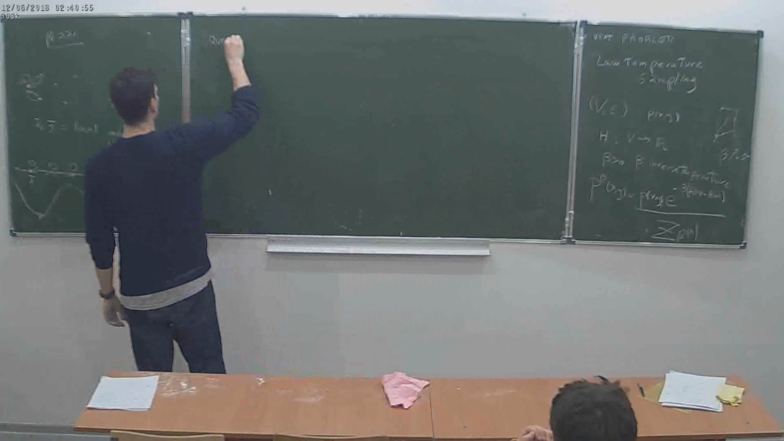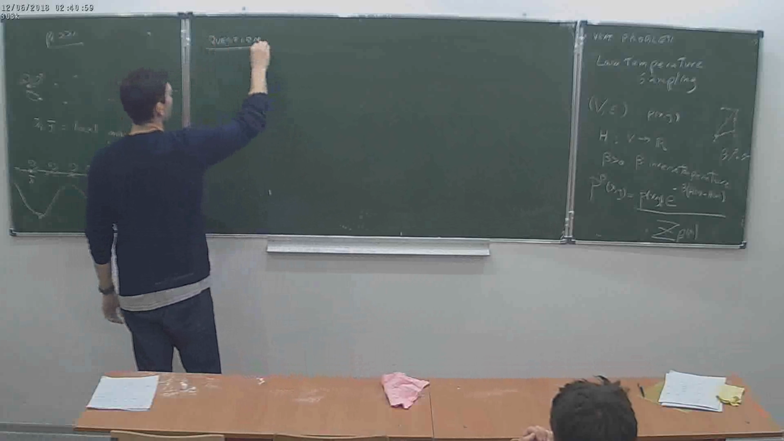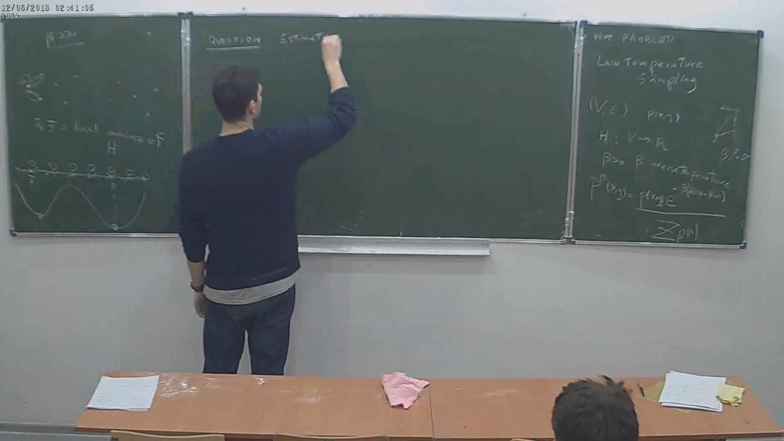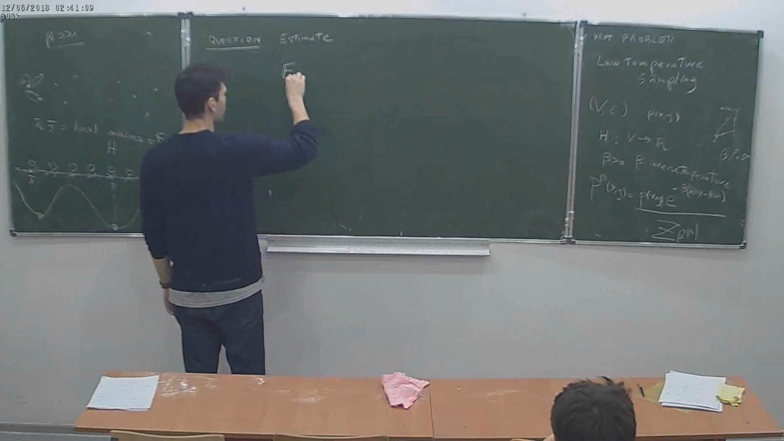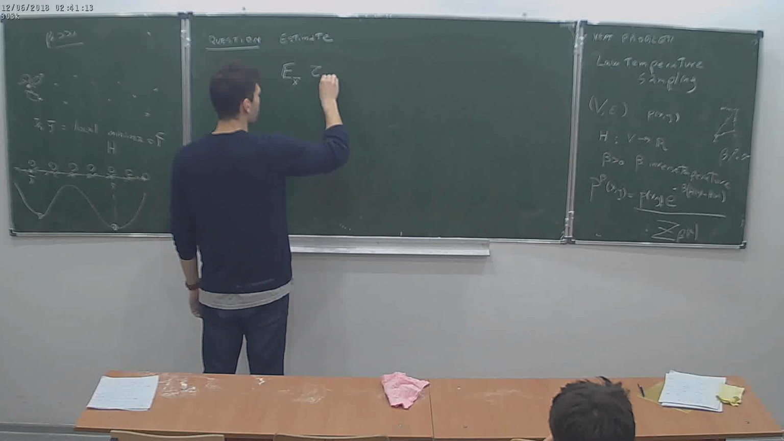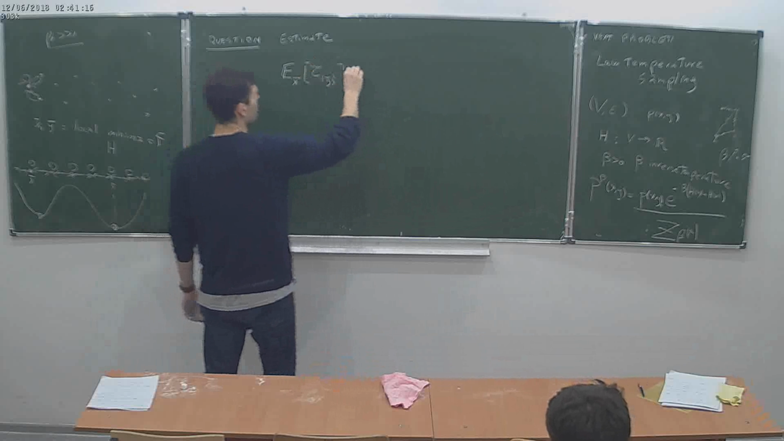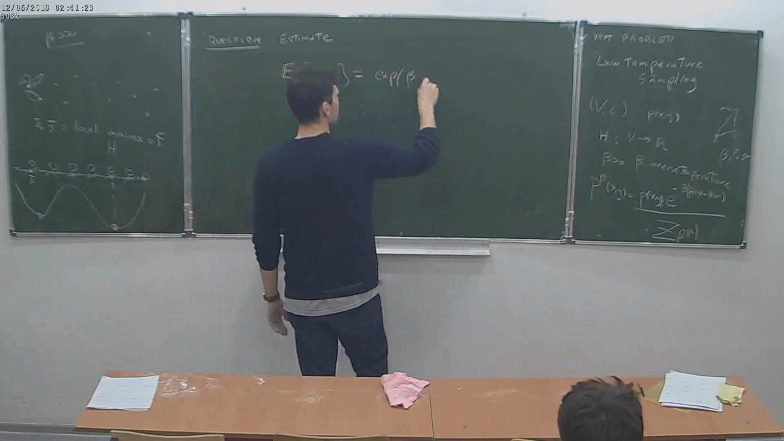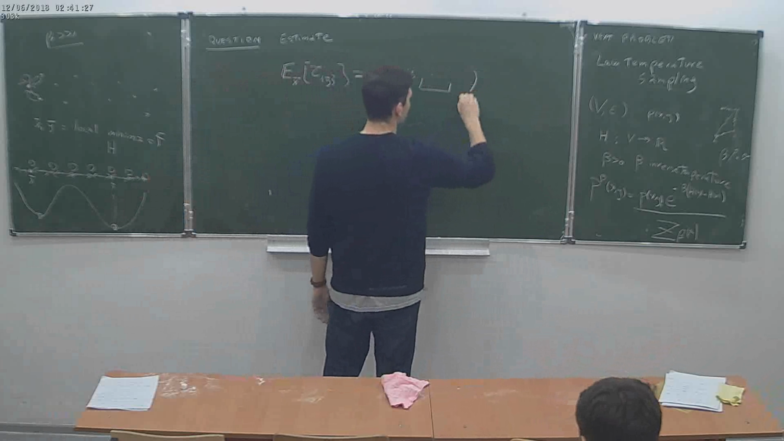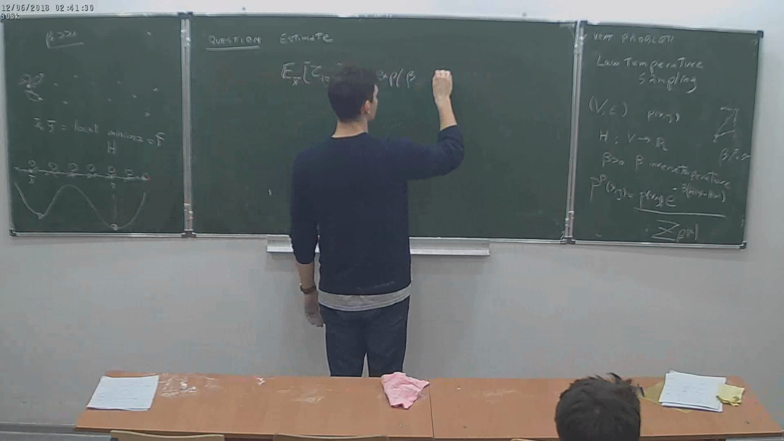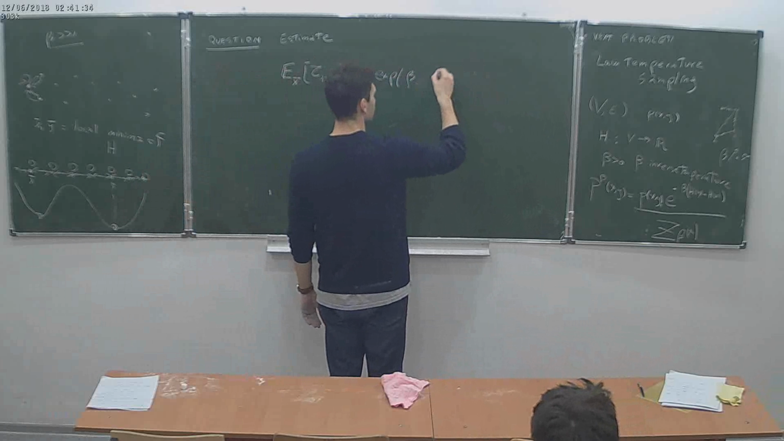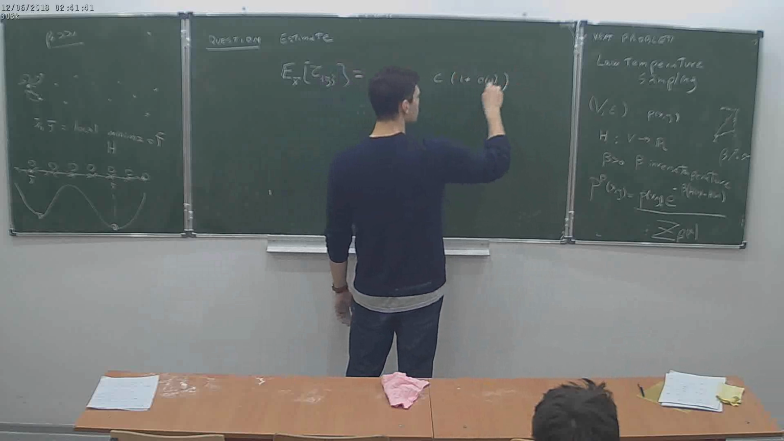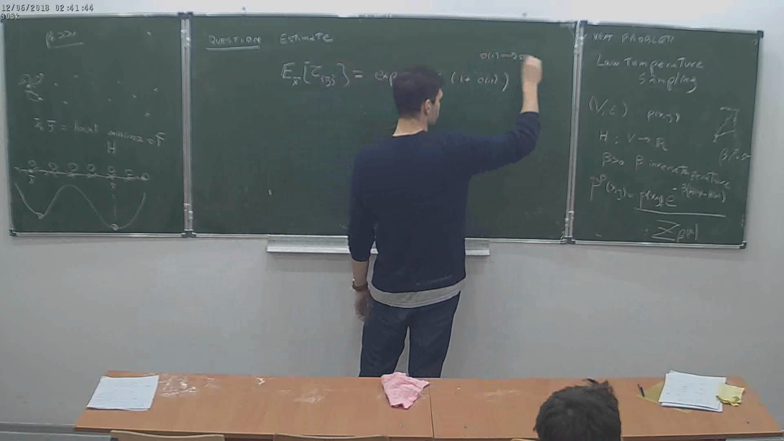So, what is the question? Estimate this period of time when we start at x bar until we hit y bar. It should be clear that this is exponentially long in beta, to first order at least. This will depend on the direction, with some exponent C times beta, plus something which is smaller, a correction that goes to 0 as beta goes to infinity.